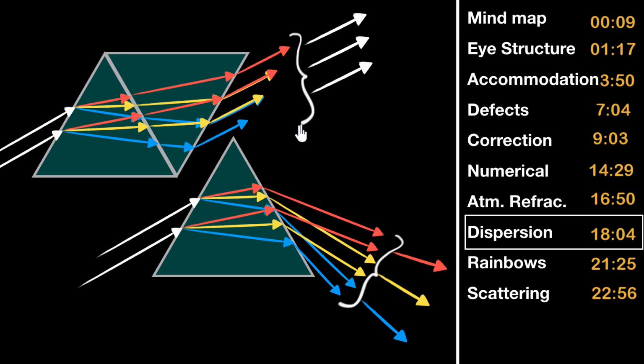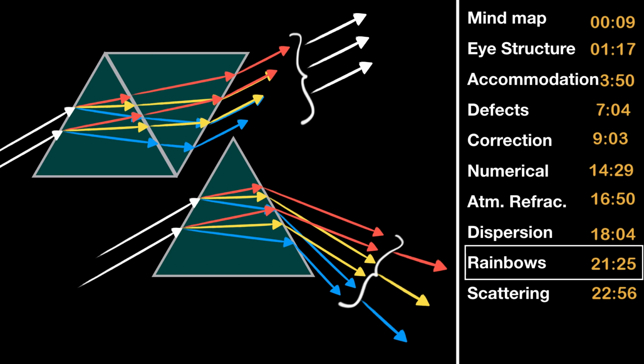And so the important thing is over here, the rays are all parallel, so they overlap, and that's why we see white. Over here, they are not parallel, and that's why they separate out, giving us colors. Now, an application of dispersion can be seen in rainbows.